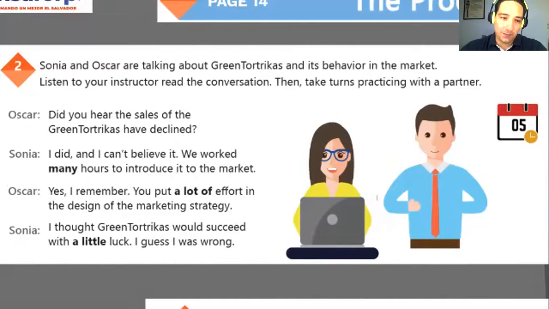Okay, I want to emphasize some words here. To begin, there is no have. It should be has. Green tortricas has declined. It's the third person. I can't believe it. We worked. Worked. We worked. A question: do you see the mouse moving on the screen? Yes. Excellent. I've been asking myself that for 4 days. Okay, good. So, we worked many hours to introduce it to the market.